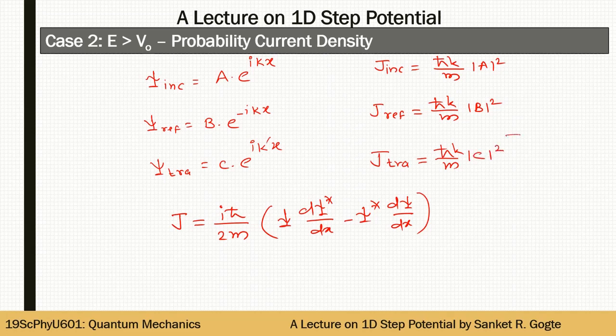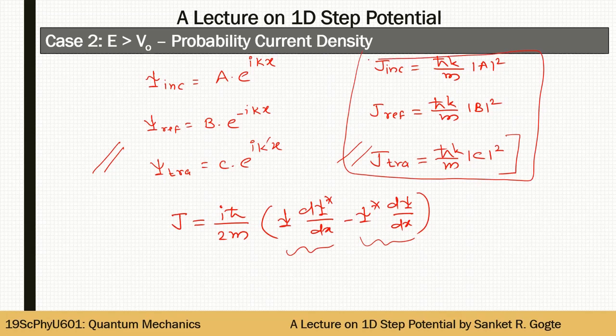This is something which was not the same in the previous case, because there we got J transmitted to be equal to 0 because the wave function was real. These two terms were the same in that case. When we calculated J transmitted, these terms cancelled each other, and therefore we got it to be 0. But now that is not the case. We have a traveling wave solution even in region 2, which is of course not classically forbidden. So these are the probability current densities here. And now using these, I have to find the reflection and transmission coefficients.